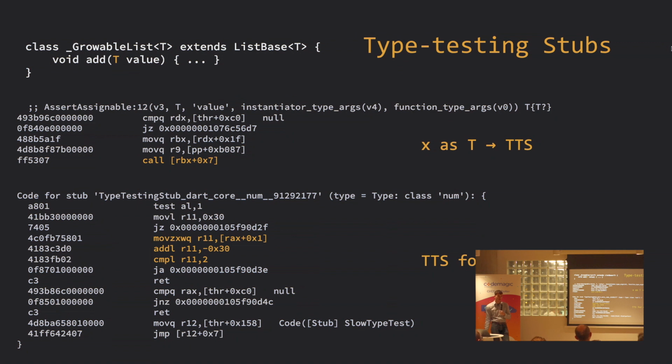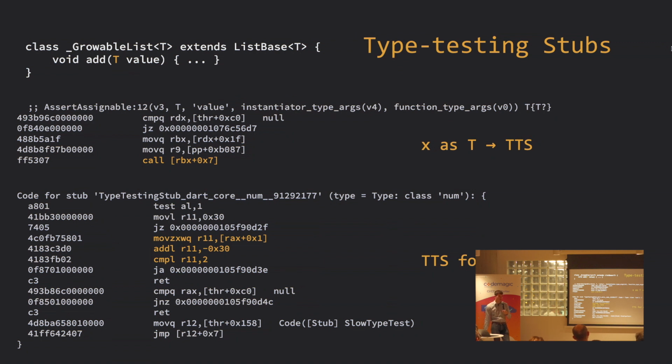And that function's role is to just take in a value and check it against that type. So in this case, and this is specifically useful for generics, we have to check the value parameter to a growable list. So what we do here is we generate a type testing stub for every value that t might be. In this case, it's num.